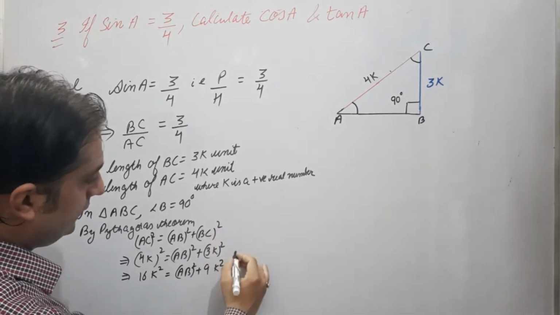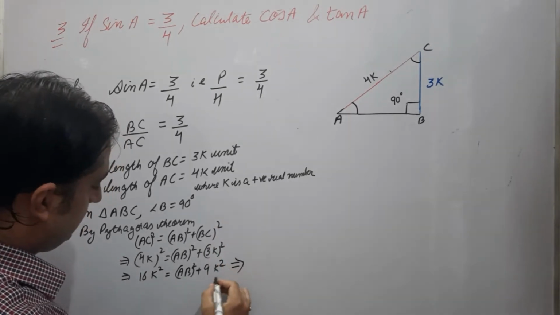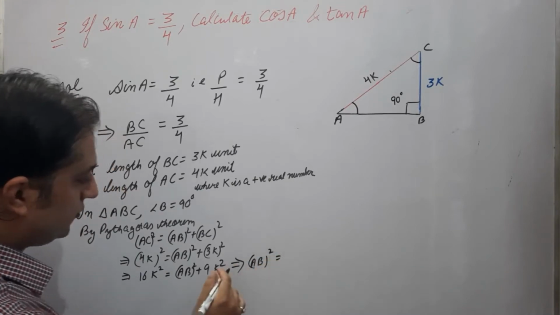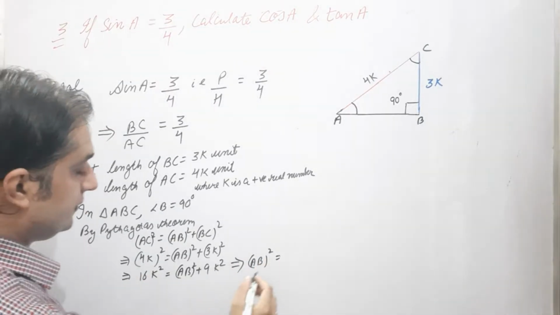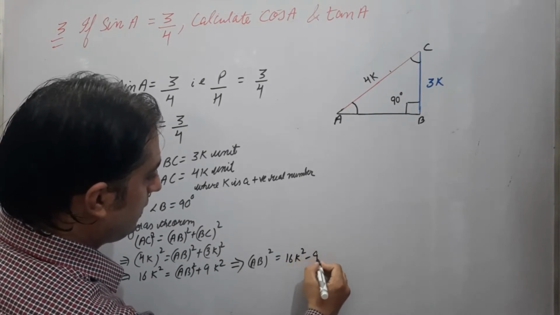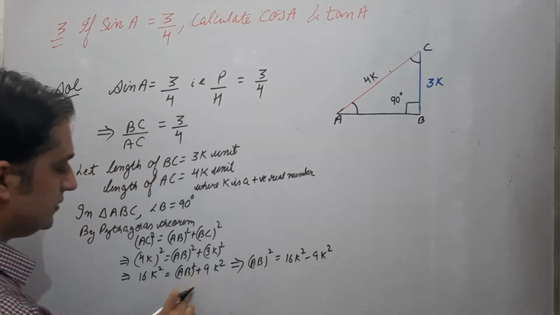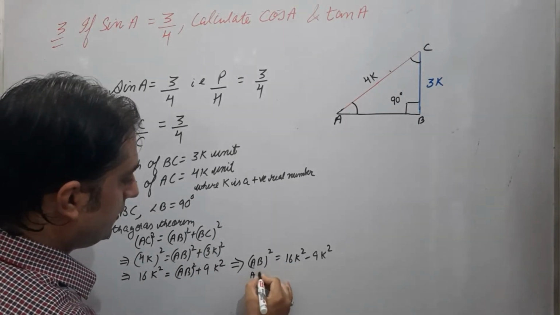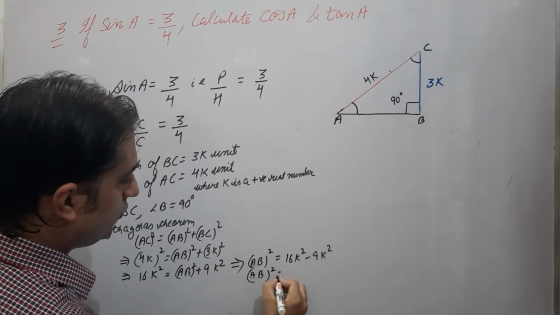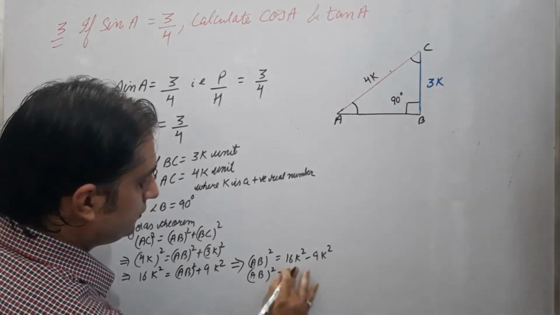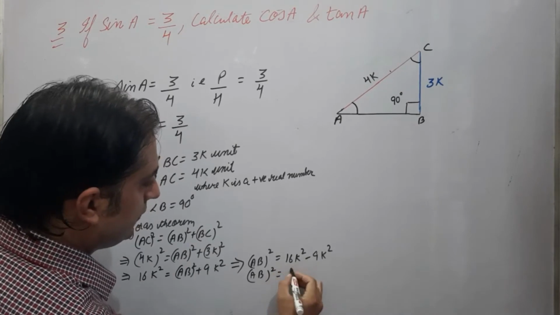So here I can write over here, it implies your AB square, transpose the 9k square towards the left hand side. So it will become 16k square minus 9k square. Here the sign is plus, the sign will change. So AB square is what? 16k square minus 9k square. It is 7k square.